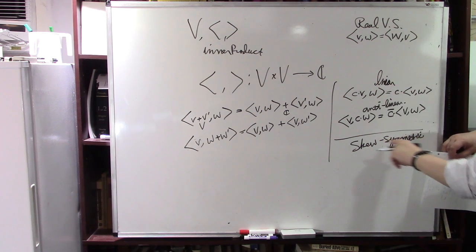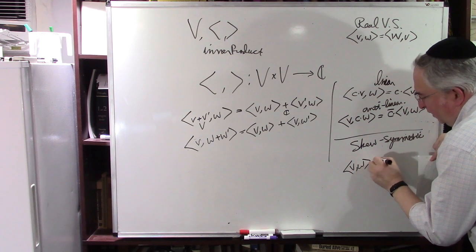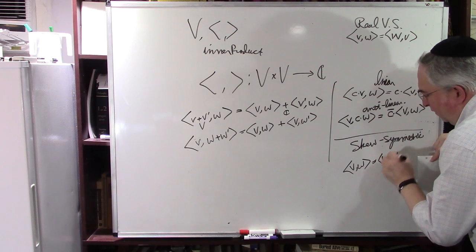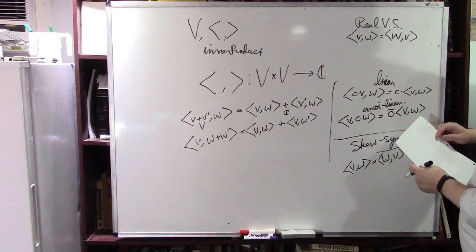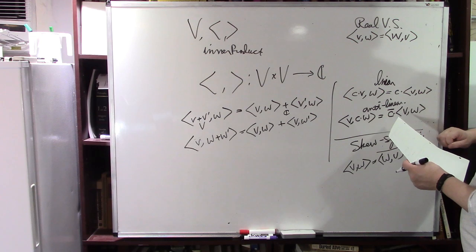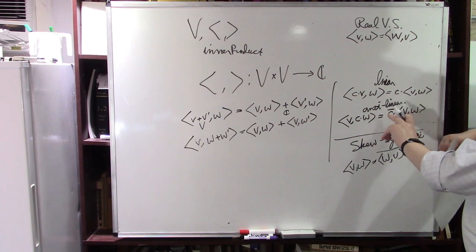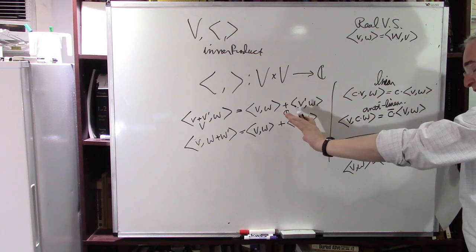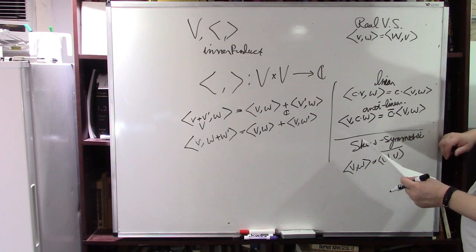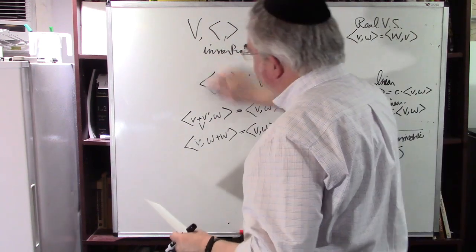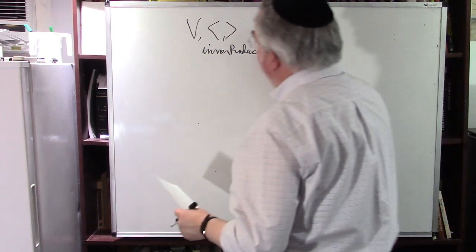But life gets much more interesting with complex vector spaces, and so we get the following: v, comma, w is equal to w, comma, v, with complex conjugation. So that's what the inner product has to satisfy. The first property is the same as for real vector spaces, and the other is a little more complicated for complex vector spaces. This is a nice definition of what an inner product has to satisfy.